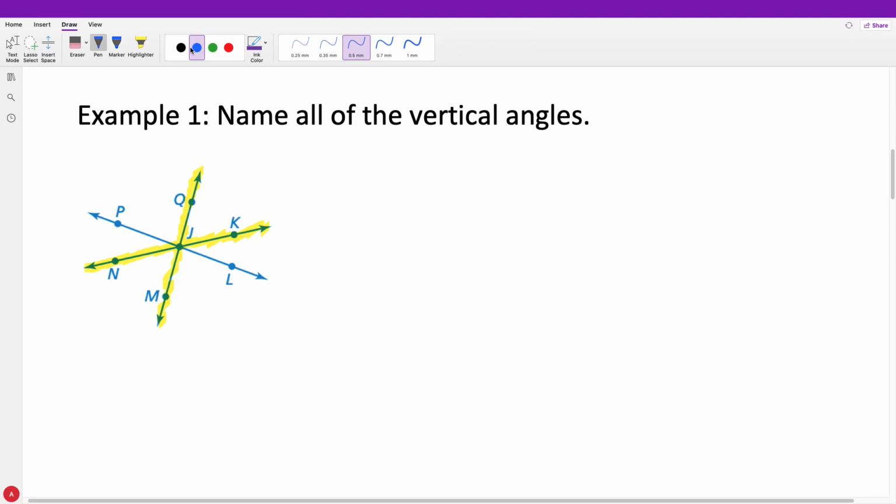I can see when those two lines intersect, the angles that are opposite or across from each other will be this angle here and this angle here, and then this angle here and this angle here. I'm only focusing on those yellow lines now. That blue one that's going in between is no longer in my vision. So if I focus on just those two, the angles across from each other are the ones that I highlighted.